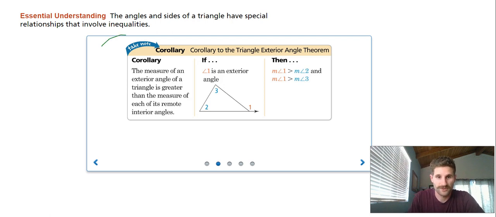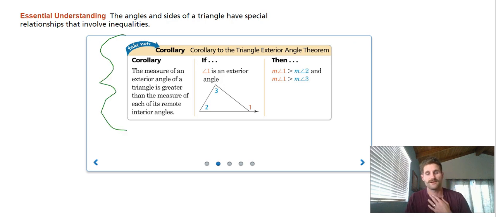Alright, first one to write down, so again we're going to write this guy down. Today we're focusing on our central understanding here. The angles and sides of a triangle have a special relationship that involves inequality. So the way that we can actually form triangles has a lot of dependent variables, and we're going to take a look at those. So let's take a look.